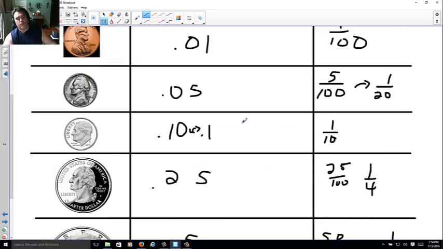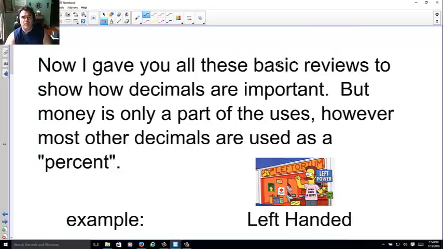If you need to, you can go ahead and rewind for a second to write all this down. I don't want to waste your time because I realize you're already watching this video for between 10 and 15 minutes a night, so I'm trying to move things along so that you can just fast forward or rewind as you need. Now, I gave you all these basic reviews to show you how decimals are important, but money is only a part of the uses.